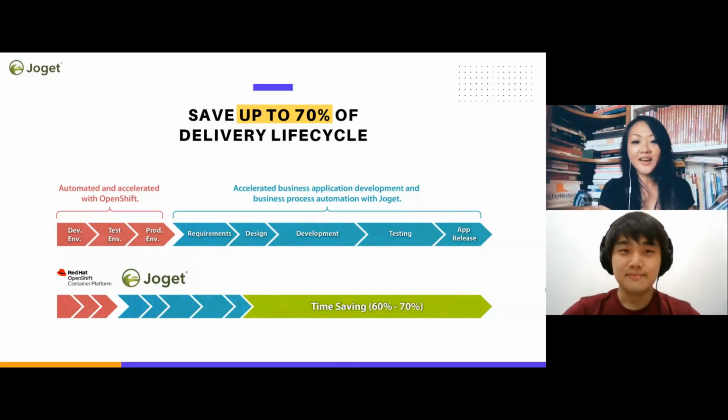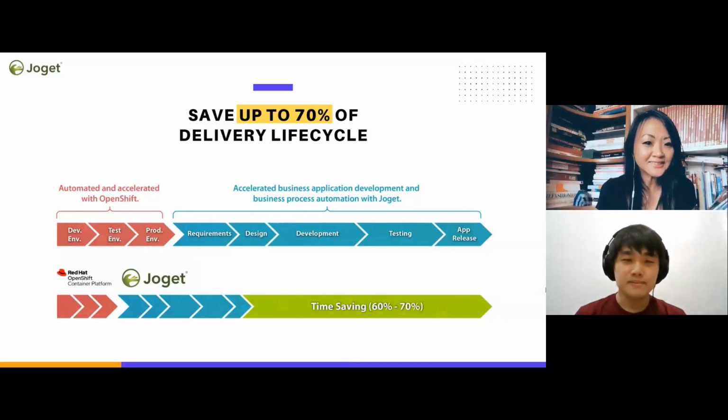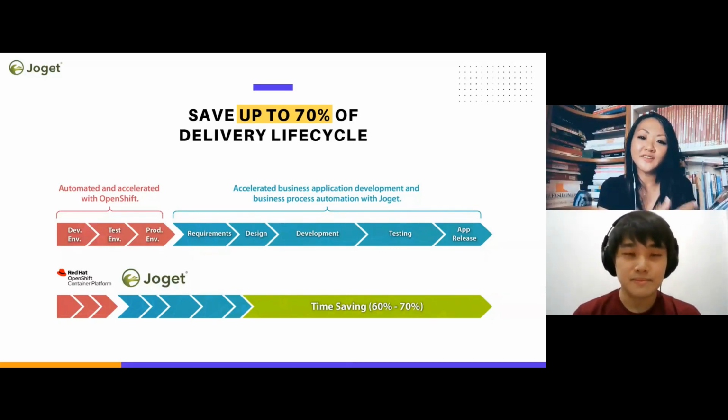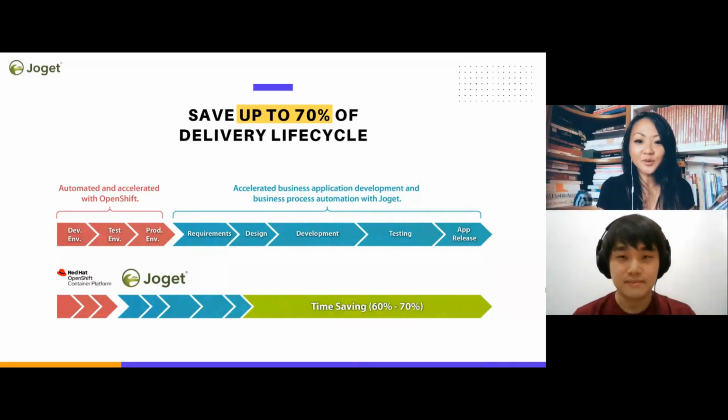Joget and Red Hat as a package deliver efficient, fast, and operational code together. Red Hat OpenShift accelerates your infrastructure needs, while Joget accelerates your business developer needs.